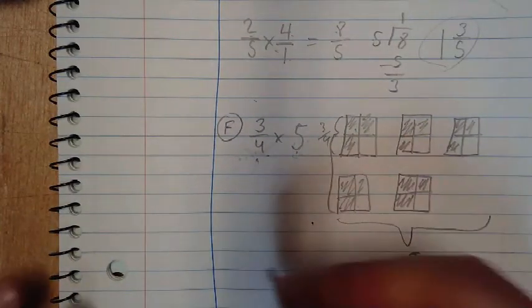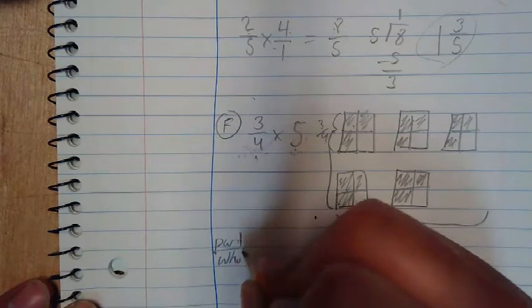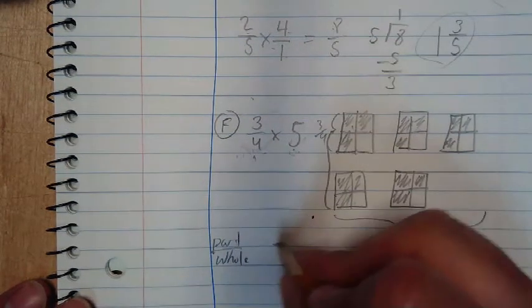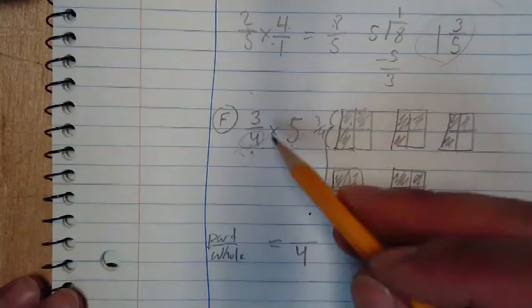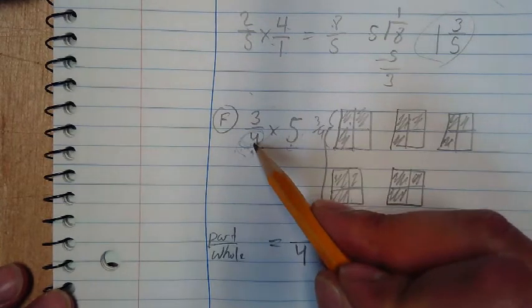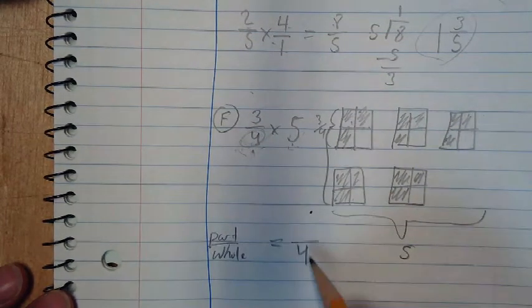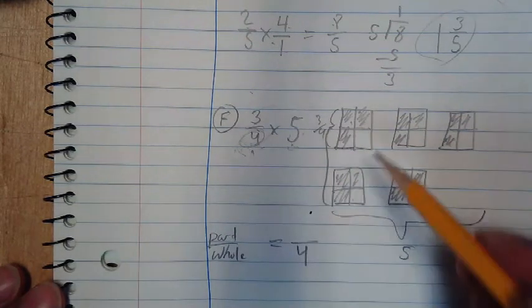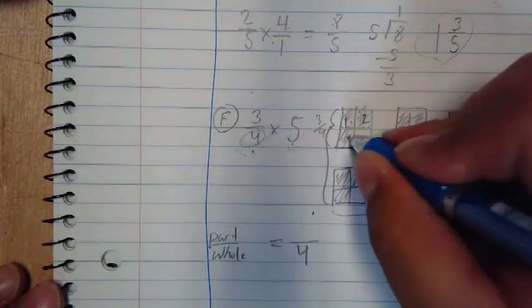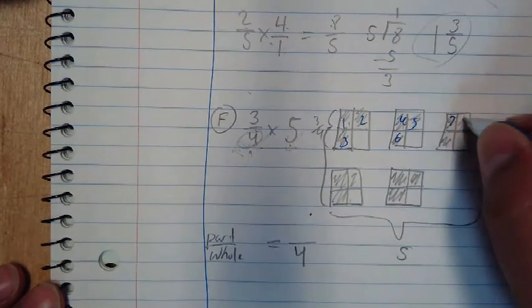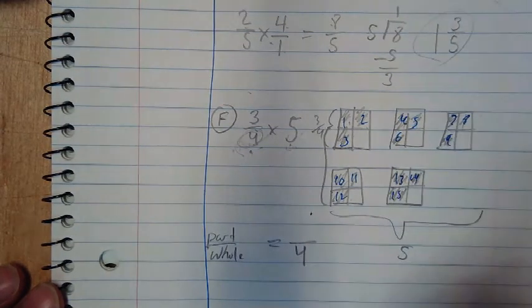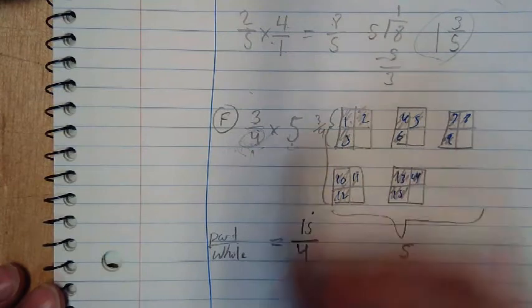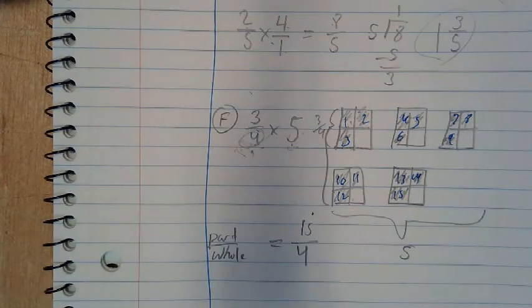Okay, what's going on? Part to whole. Again, look at the denominator. I'm making sets of what? 4. How do I know that? Where's my proof? Where's my evidence? The denominator here is 4. I'm making sets of 4, but I don't want all 4. I only want parts. So how many parts did I actually shade? 1, 2, 3, 4, 5, 6, 7, 8, 9, 10, 11, 12, 13, 14, 15. Okay. 15/4. But you know that's not right.